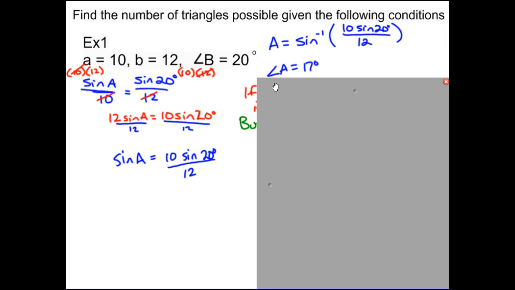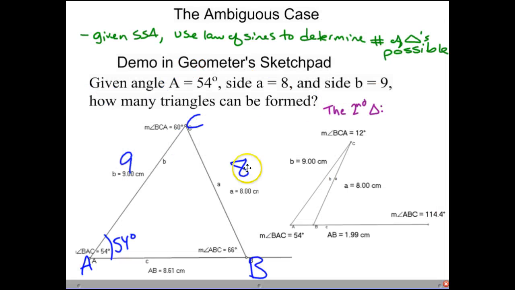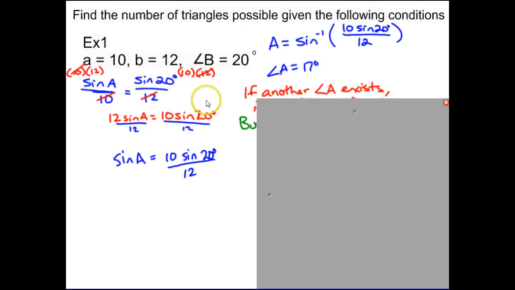Here's where we need to do the analysis. Before it was just plugging in some numbers to our formula. Okay, so I'm going to concentrate for a moment. If there is another triangle, what would be the possible other value of angle A? If you remember from our demonstration, if there is a second angle, that angle is supplementary. Remember, 66 and 114 were supplementary. So if there is another angle A, it's going to have to be the supplementary angle of 17. Okay? It'd be 163 degrees.